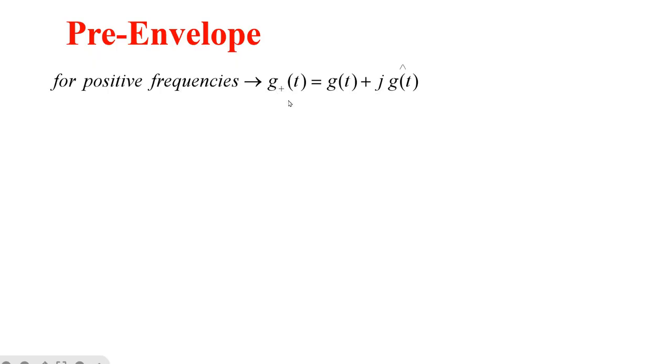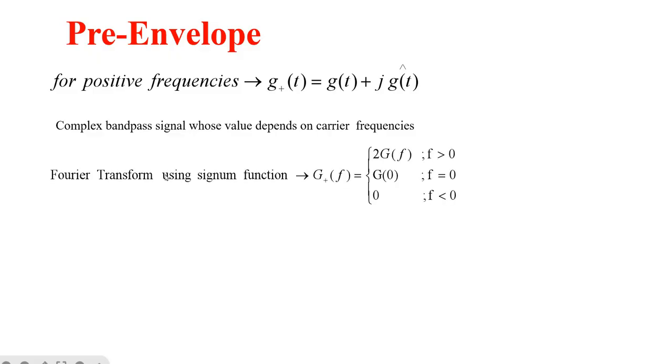The pre-envelope is represented by g plus of t is equal to g of t plus j g cap of t for the positive frequencies, and it is a complex bandpass signal whose value depends on the carrier frequency fc. Here the Fourier transform is obtained by using the signum function. It is given as g plus of f is equal to 2 g of f for f greater than 0, g of 0 for f is equal to 0, and it is 0 for f less than 0, and this we have seen in the previous videos.